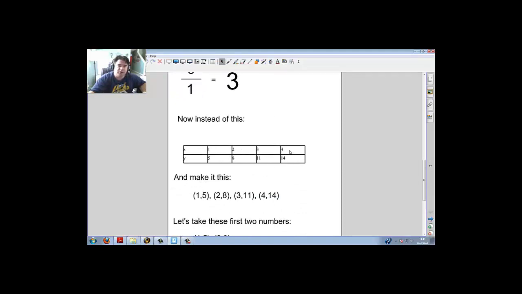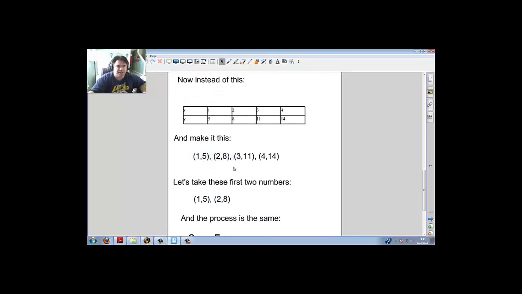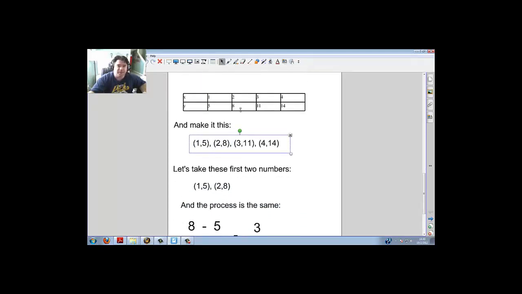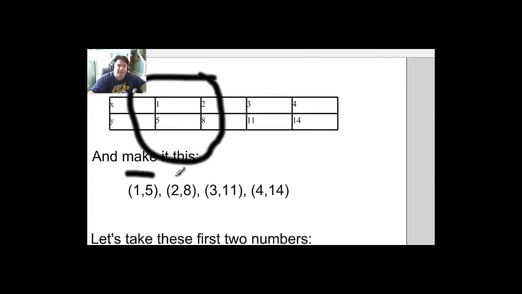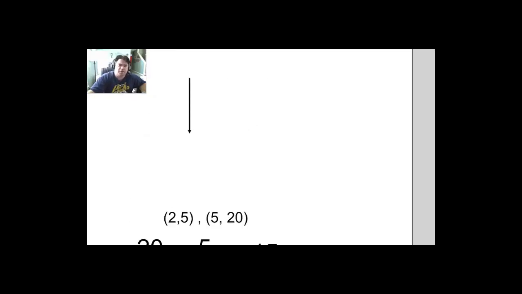Now in this case here I have 1, 5, 2, 8, 3, 11, 4, 14. I can go ahead and just do the same thing basically, but I'm just taking these two. It's the same exact idea. So instead of taking a circle like this, I can just take these first two. y2 versus y1, x2 minus x1. The result's the same. Either way you get 3.